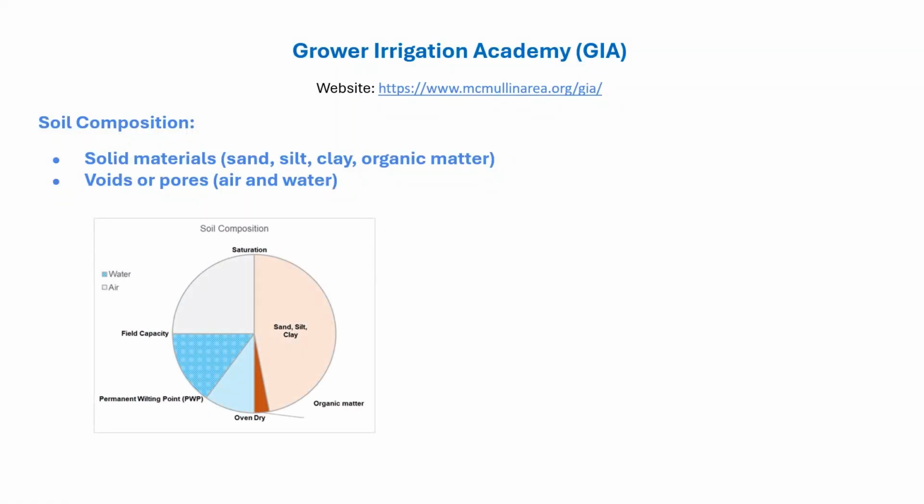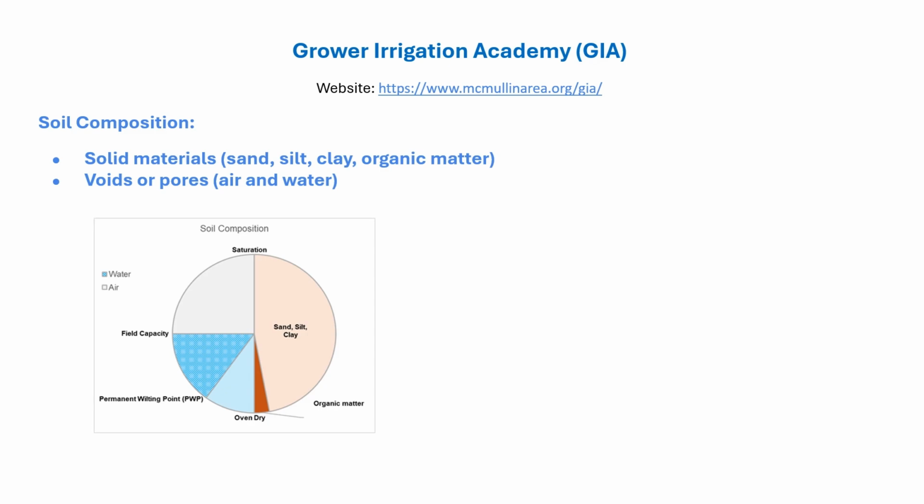Soil is a 3-phase system with 3 components: solid materials, water, and air. The solid materials are mostly soil particles or minerals, sand, silt, and clay, and a small percentage of organic matter. Healthy soil could have about 50% solids and 50% pores or voids filled with water and air. The soil is at saturation when all the pores are filled with water.